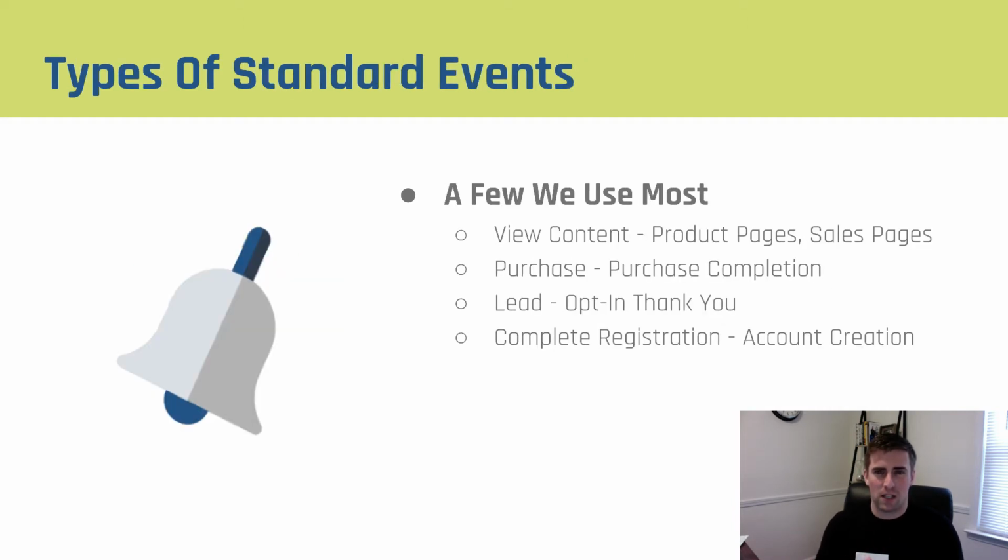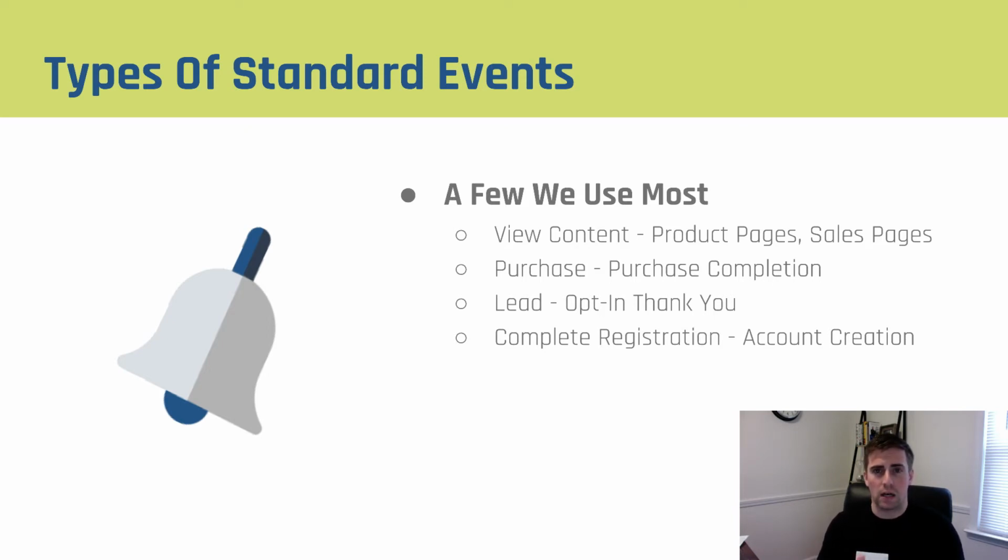So the types of standard events that are available, a few that we use most often. View content: when someone looks at a product page or a sales page, we will send this event. Second, purchase, so purchase completion. I'll show you in a little bit here. You can have a very simple purchase completion saying a purchase took place, or something very advanced: this product was purchased, this was the price, this was the currency, etc. We also use leads. Whenever someone opts in on a thank you page, we will send a lead standard event. And then finally, complete registration. So we've got a profile that people complete with our business, and we can send a complete registration event. So those are the types that are most commonly used.